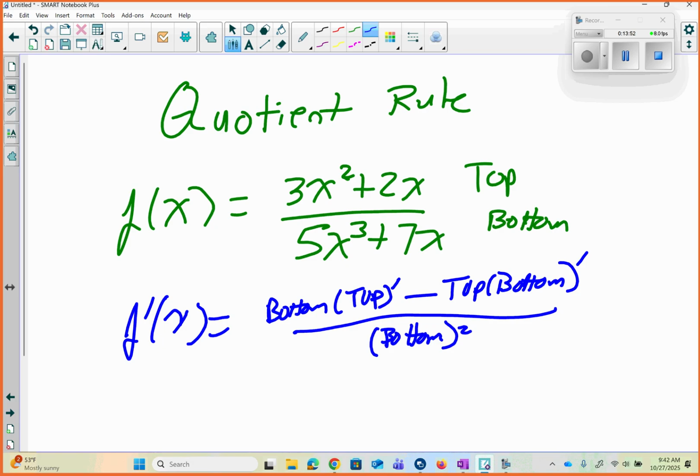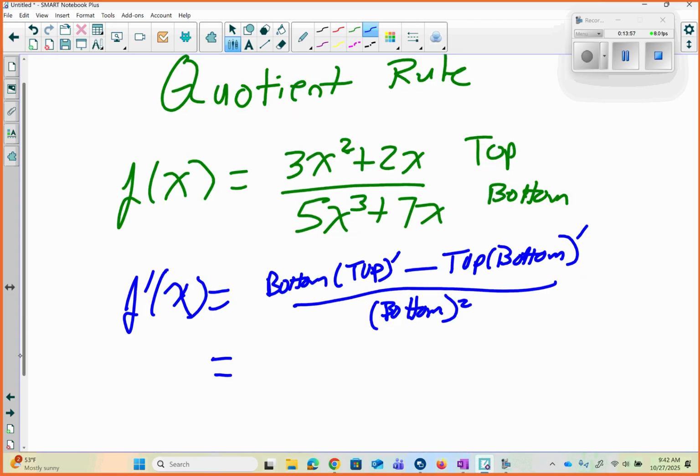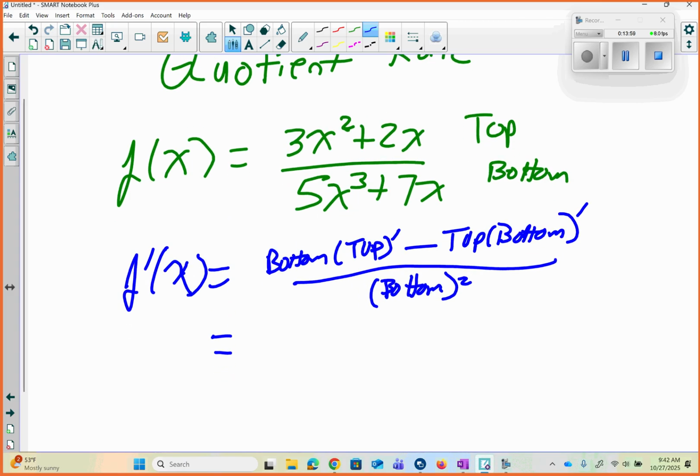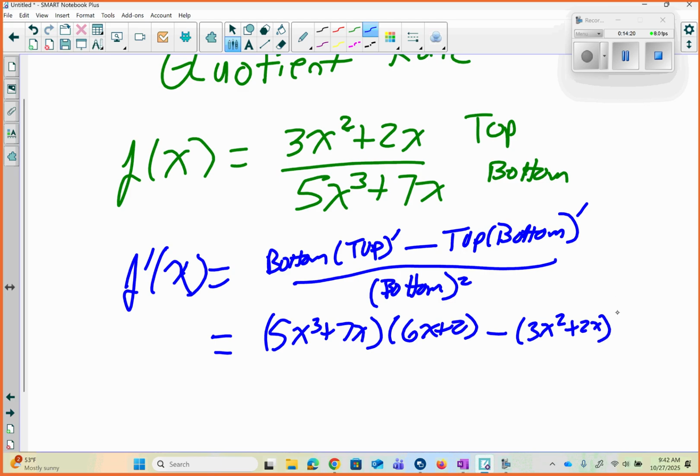So if I do this with the given problem, that's f of x. We're going to go to the bottom, which is 5x to the third plus 7x, times the derivative of the top. The derivative of the top is going to be 6x plus 2. And then we're going to subtract the top times the bottom derivative, which is going to give me 15x squared plus 7, all divided by the bottom quantity squared.